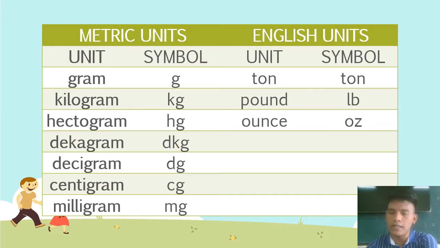Let's go on to English units. Ton, pound, ounce. The symbol for ton is TON. The symbol for pound is LB. An ounce is OZ. Don't forget the symbol, because when we convert the weight of an object, mostly we will use symbols, not the entire name of the unit.